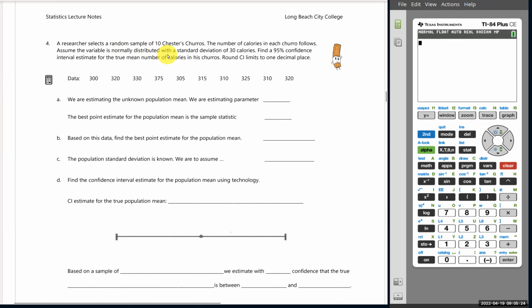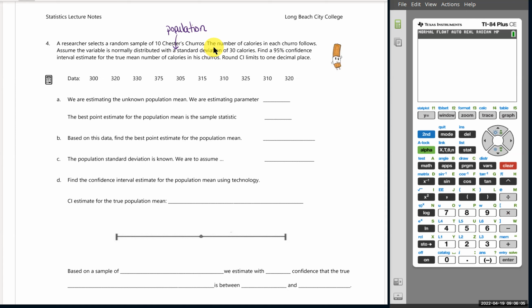And then the standard deviation of the population is given to be 30. So this statement, assume the variable is normally distributed with a standard deviation, what they're saying here without using the word is that there's this assumption that we know the population standard deviation. This standard deviation is not for these 10 churros, it's a general statement that we are to assume this is the true standard deviation of our population. That's important because if this was not the population standard deviation, we'll need to take another approach.